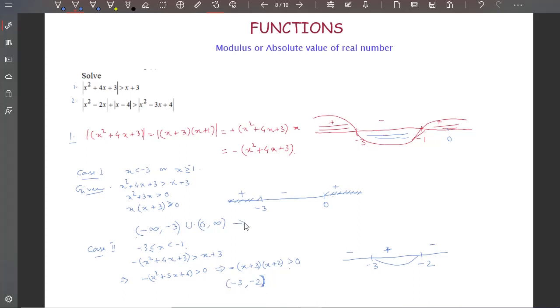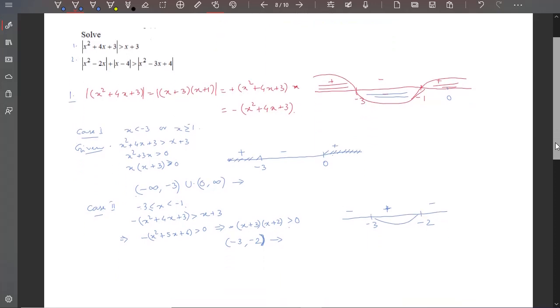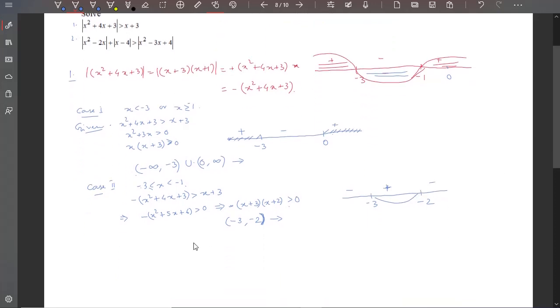This is the solution of the first case, this is the solution of the second case, and you have to combine both. So the total solution is -infinity to -3 union -3 to -2 union 0 to infinity. This is the total solution. Now coming to question number 2, that is a tricky one once again.